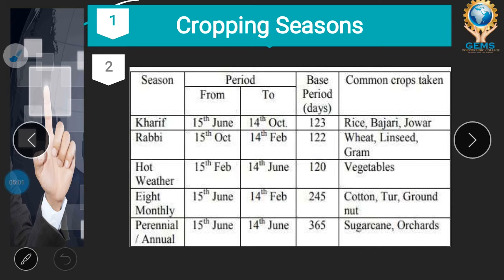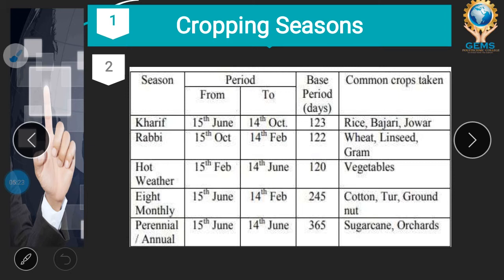Next is 8 months. In 8 month cultivation, what is the date? From 15th June to 14th February, around 245 days. The plants require this time to get fully developed from the time of sowing to the time of harvesting. Which types? Cotton, tur, groundnuts. So these are examples of common crops taken.